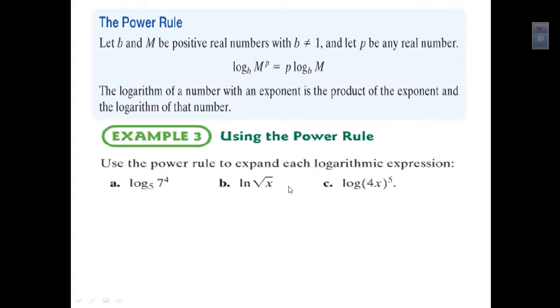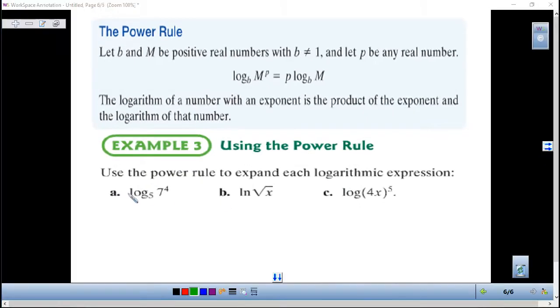So use the power rule to expand each one of these. With this one, we're just going to move the 4 out front. So we end up with 4 times the log base 5 of 7. Since we can't simplify that log expression anymore, we stop there.